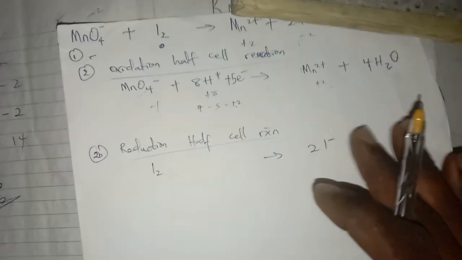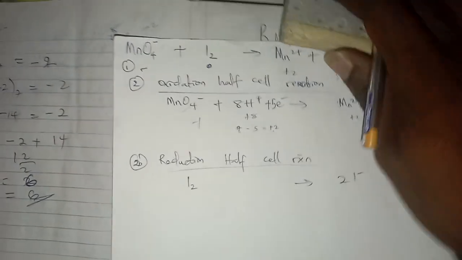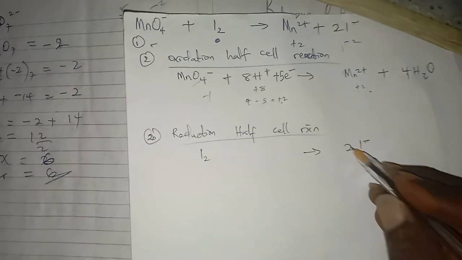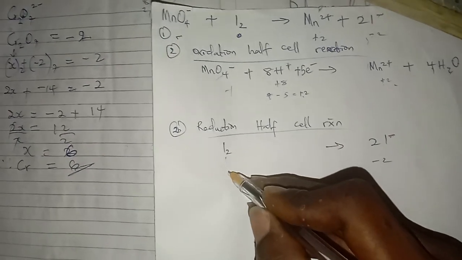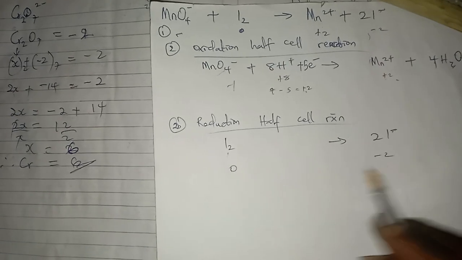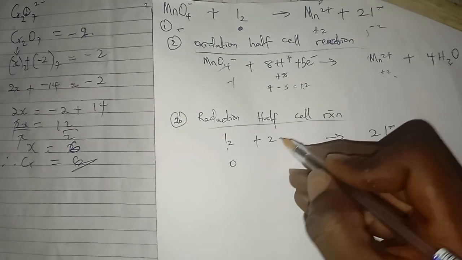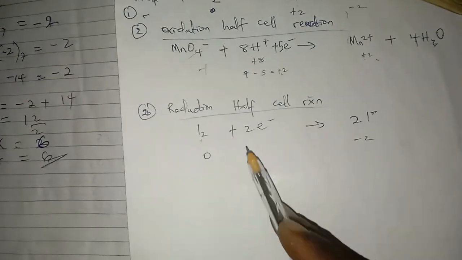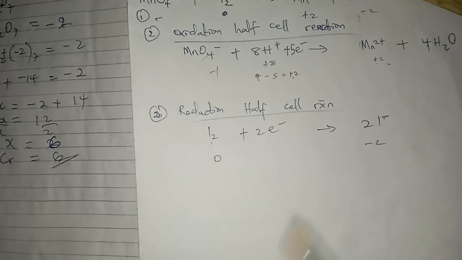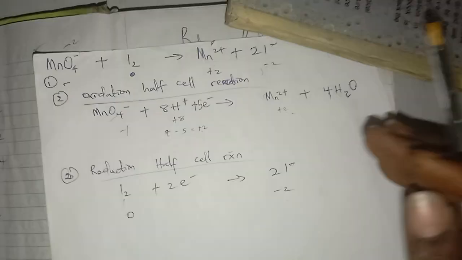So if I know that, I will now move to this part to balance. Notice that right here, I have 1 minus times 2, minus 2. Here any element on this one is 0. So I have minus 2 charge here, I have 0 here. So add plus 2e minus here. So this is now minus 2, balanced. So the charges on both sides are equal.